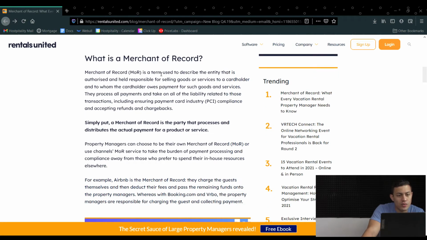The merchant of record is a term used to describe the entity that is authorized and held responsible for selling goods or services to a cardholder, and to whom the cardholder owes payment for such goods and services. They process all payments and take on all of the liability related to those transactions, including ensuring payment card industry PCI compliance and accepting refunds and chargebacks.